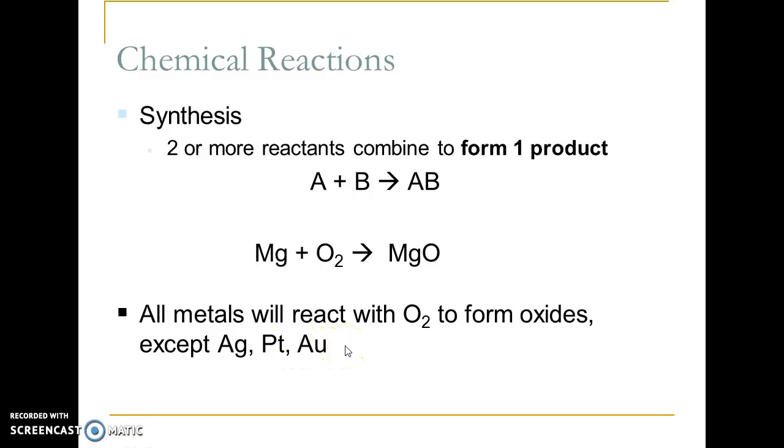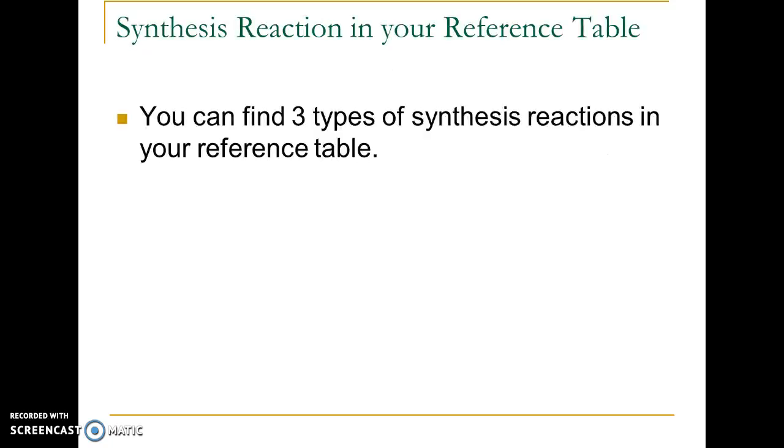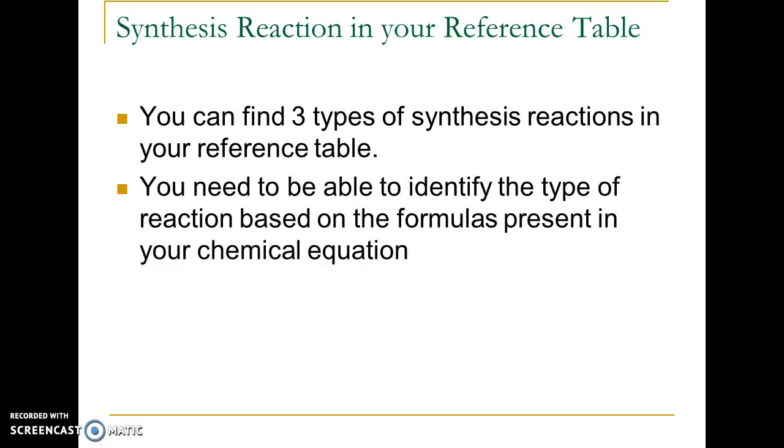Alright, so now we're going to take a look at your chemical reactions, especially synthesis, in your reference table. Go ahead and have your reference table out and turn to page 6. You will find three types of synthesis reactions in your reference table, and I'm going to show you where they are on the next slide. You need to be able to identify the type of reaction based on the formulas present in your chemical equation, and I'm going to show you how to do that.